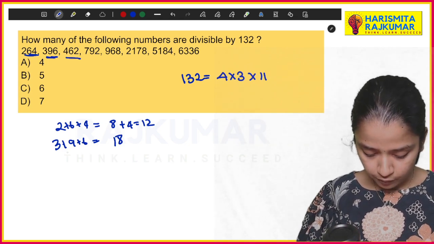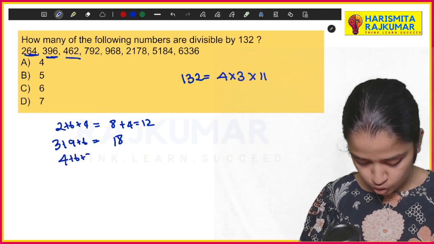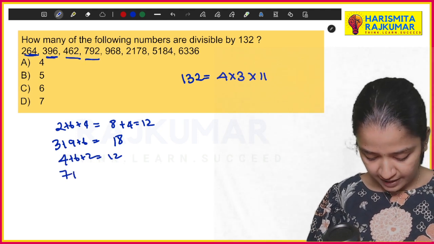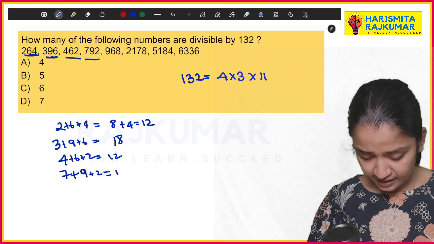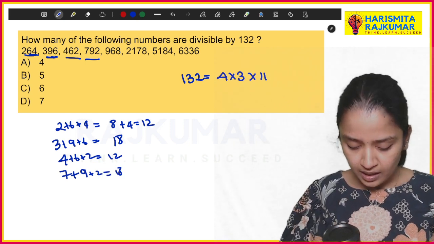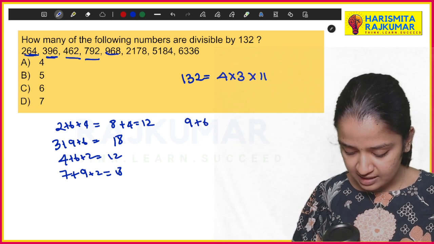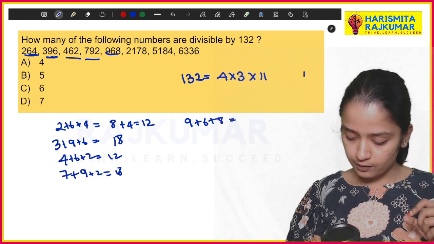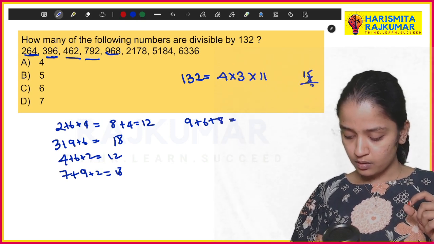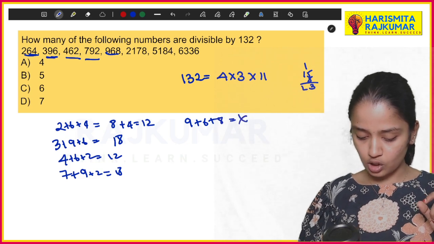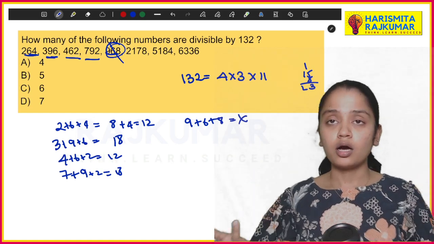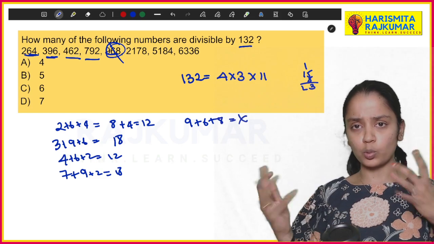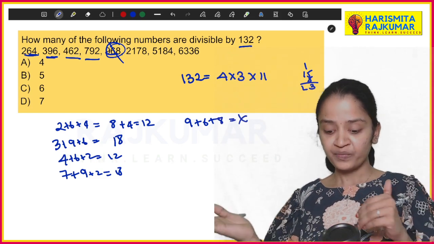Now let me check for 4 plus 6 plus 2, which is 12. This is also divisible by 3. Now 7 plus 9 plus 2, which is 18. This is also divisible by 3. Now let me check for 9 plus 6 plus 8. This is 15. 15 plus 8 is 23. So this is not divisible by 3. So we need not check if it is divisible by 132, so we need not check the number at all for 4 and 11.